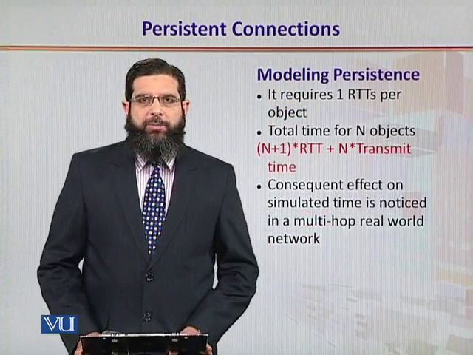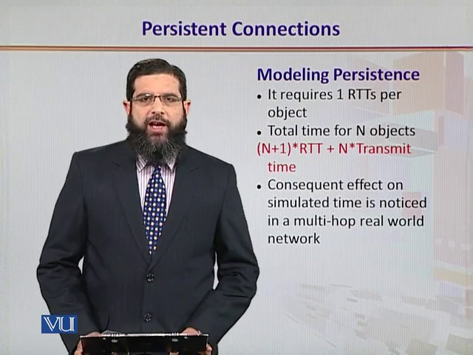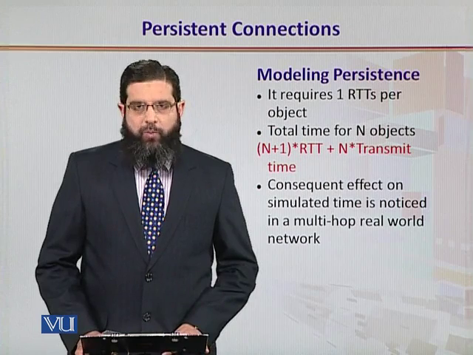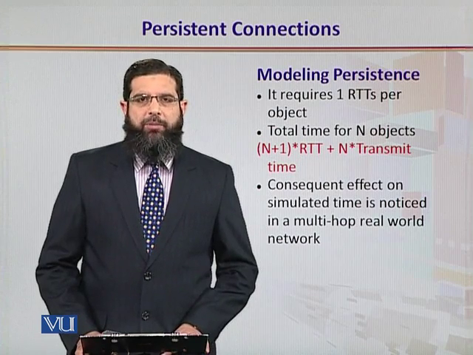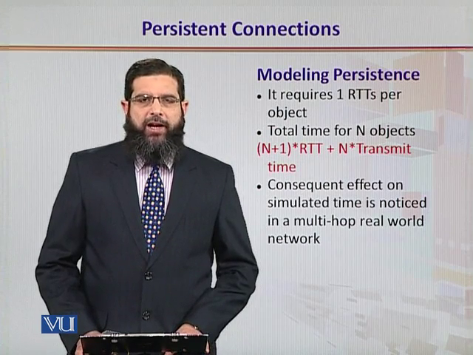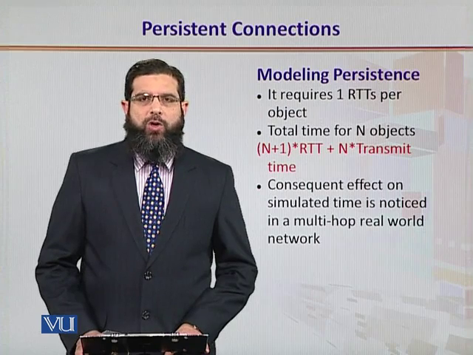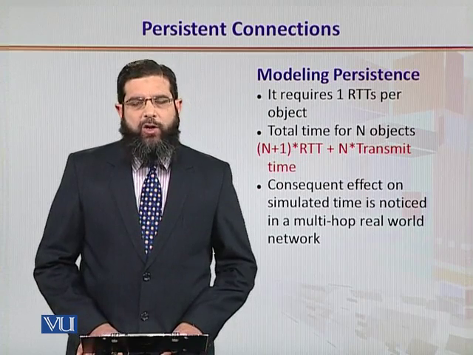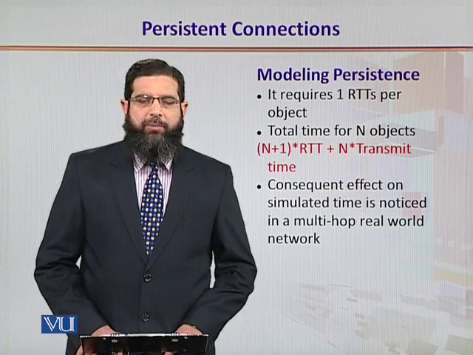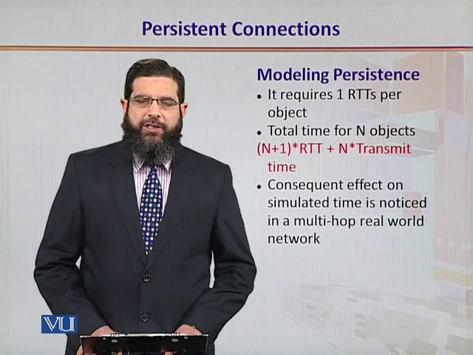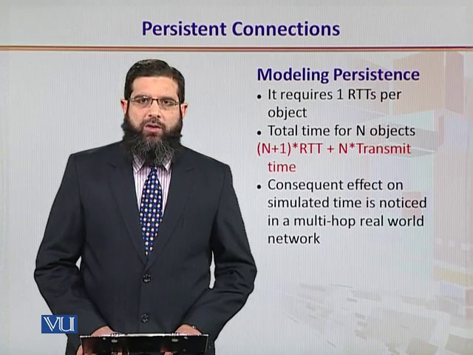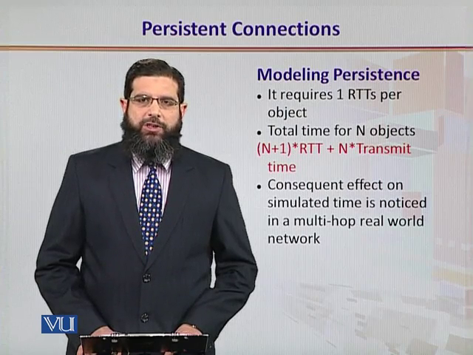So quantitatively speaking, we see that we have obvious performance gains. Here, we just need one round trip time per object. And if we want to determine the total time it takes to download n objects, we see that of course one round trip time is involved for TCP initial handshaking. Then n round trip times are involved for each object, and each object of course takes its own transmission time as well.